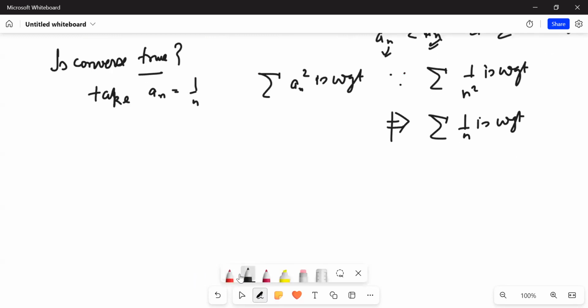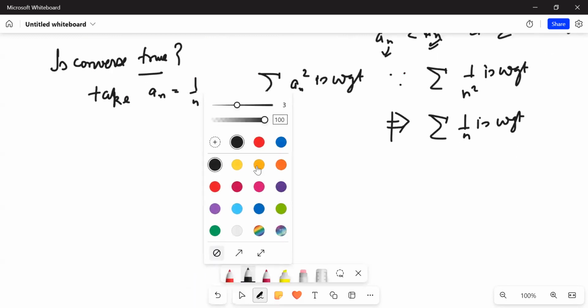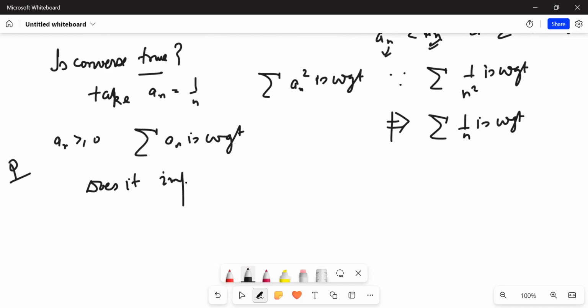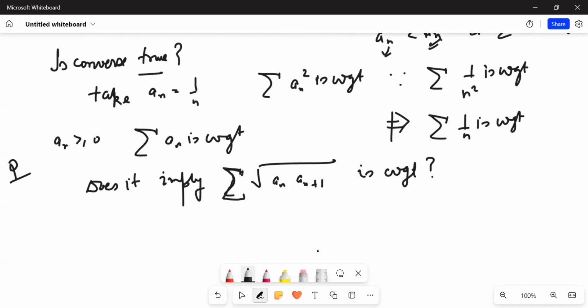Now let us take another example. What can be said about this? Again, the same. If an is greater than or equal to 0 and summation an is convergent, then does it imply that summation root over an into an plus 1 is convergent?